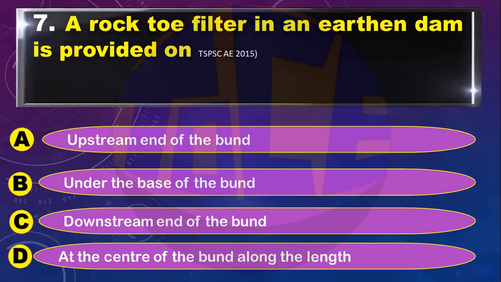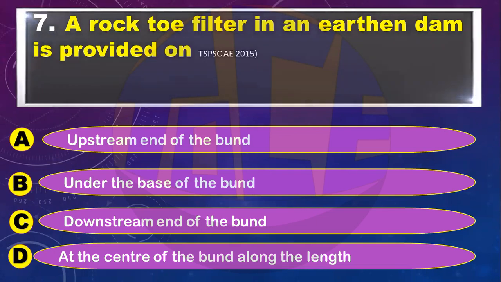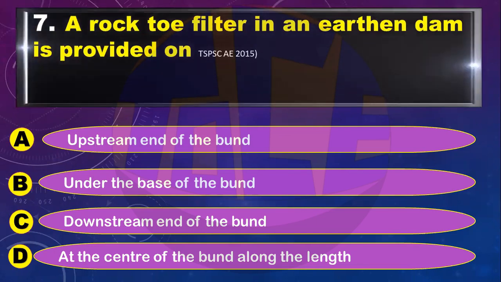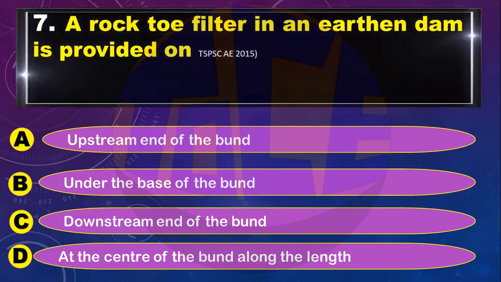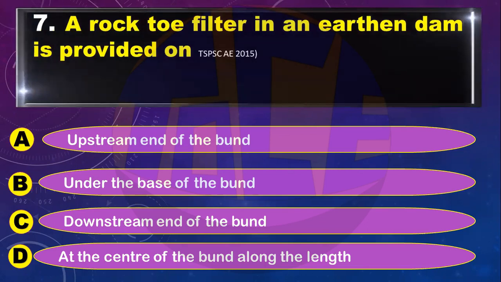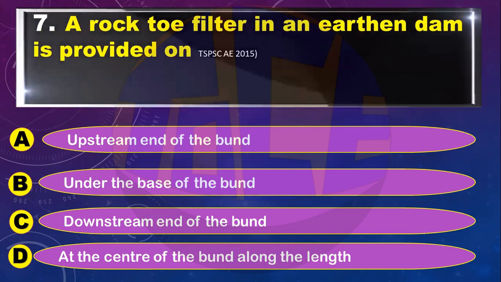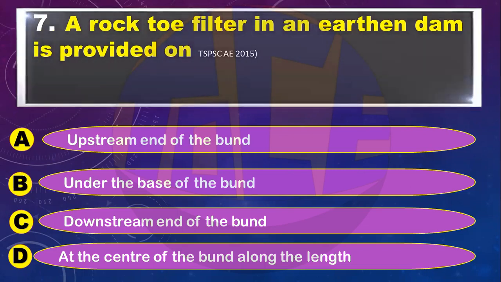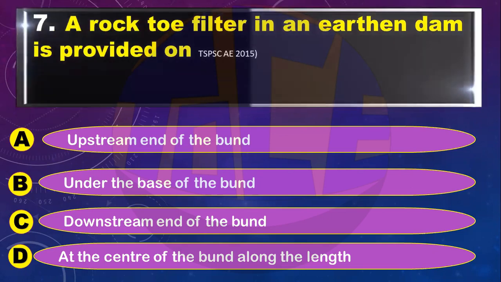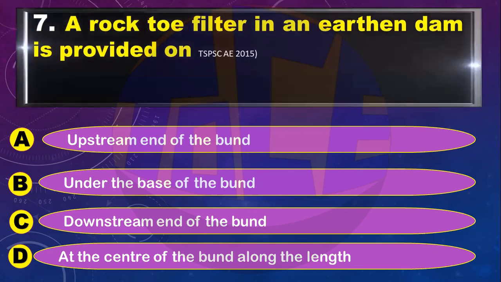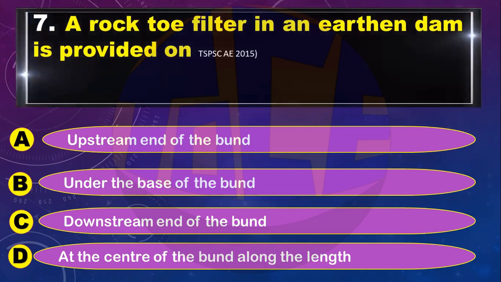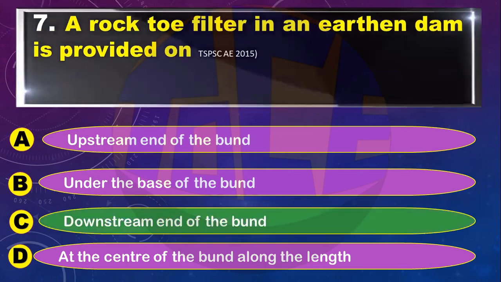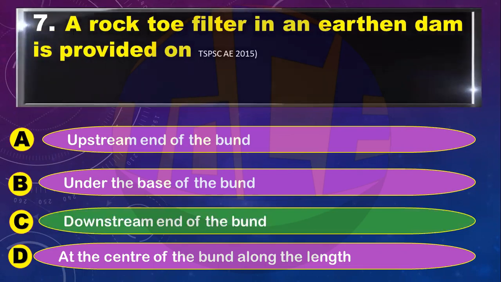Question number 7, a rock toe filter in an earthen dam is provided on: A, upstream end of the bund; option B, under the base of the bund; option C, downstream end of the bund; option D, at the center of the bund along the length. Correct option is option C, downstream end of the bund.